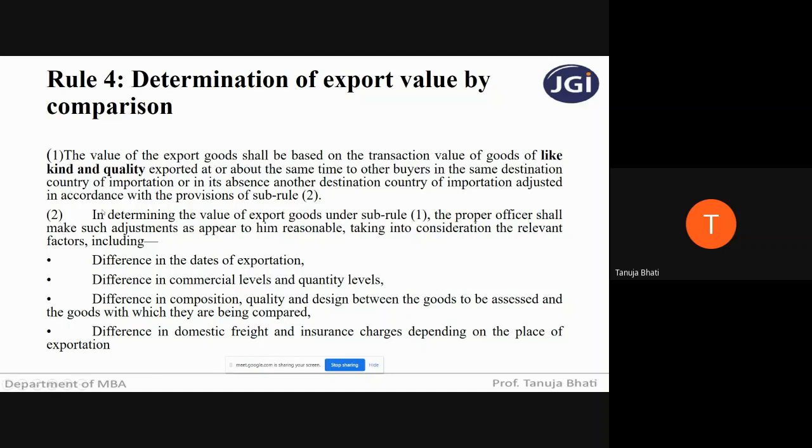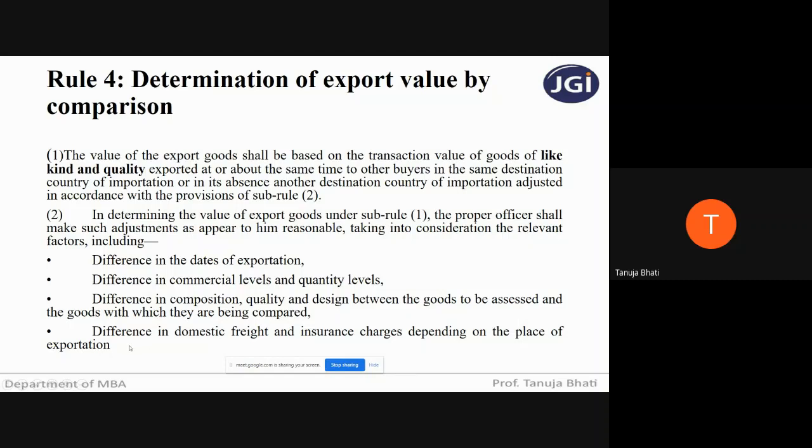So let us see. In determining the value of export goods under subrule 1, the proper officer shall make such adjustments as appear to him reasonable, taking into consideration the relevant factors including difference in date of exportation, difference in commercial levels and quantity levels, difference in composition, quality, design between the goods to be assessed and the goods for which they are being compared, difference in domestic freight and insurance charges depending on the place of exportation.